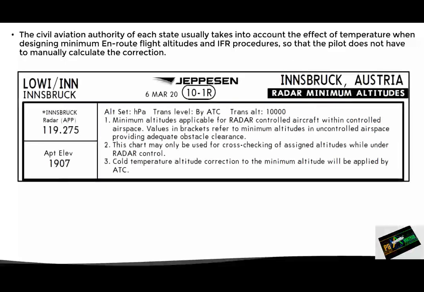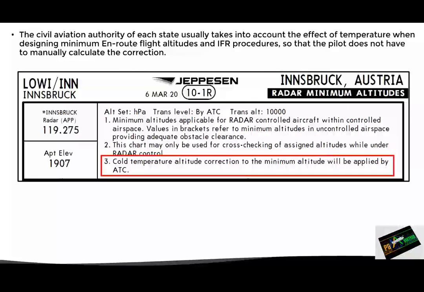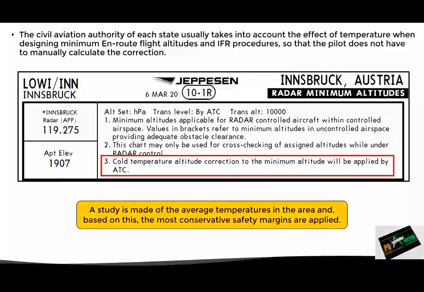This is a radar minimum altitudes chart for Innsbruck in Austria. As we can see, it says that ATC will apply the cold temperature corrections when necessary, and therefore the pilot doesn't have to worry about it. Normally this is done by making a survey of the average temperatures in the area, and based on this, the most conservative safety margins are applied.